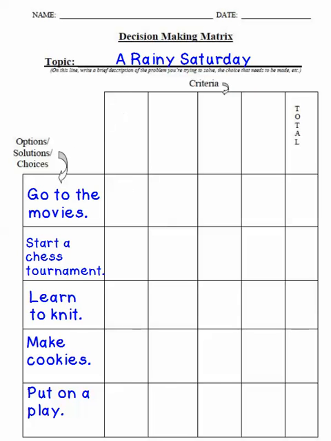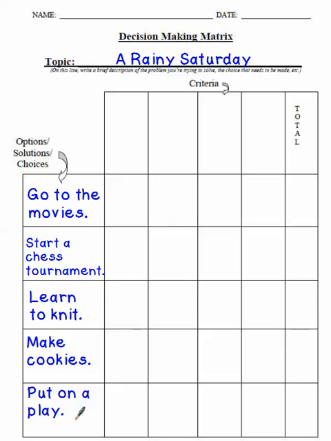Down the side, you'll have the options or solutions or choices for your problem. They're going to be solutions if you have a problem. If you are just trying to make a decision between some options, you might just have a list of options here. In this particular case, we're coming up with solutions for what to do on a rainy Saturday. So we have a couple of items listed here already. Go to the movies, start a neighborhood chess tournament, learn how to knit, make cookies, or put on a play.